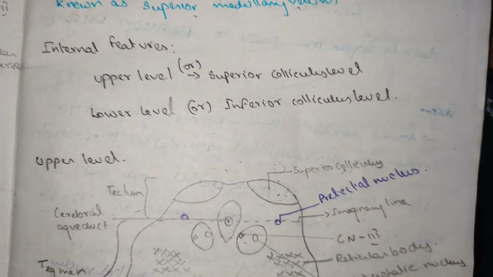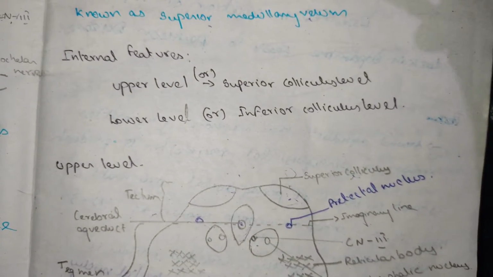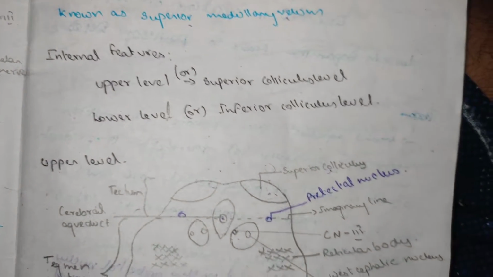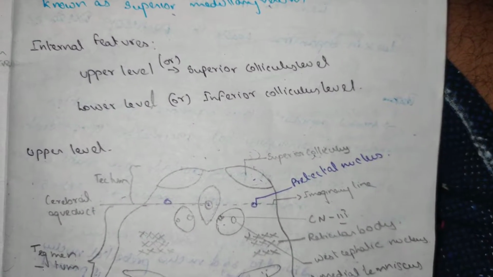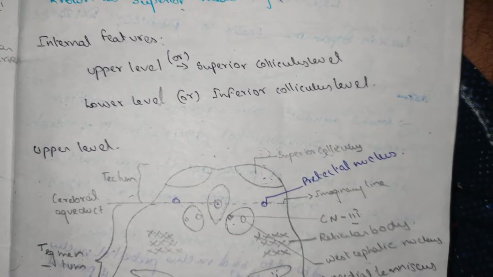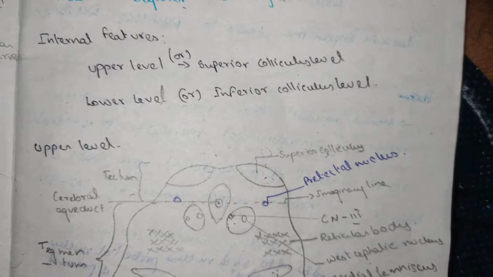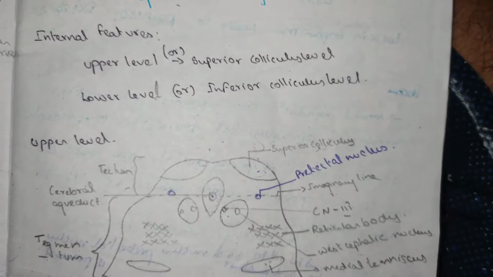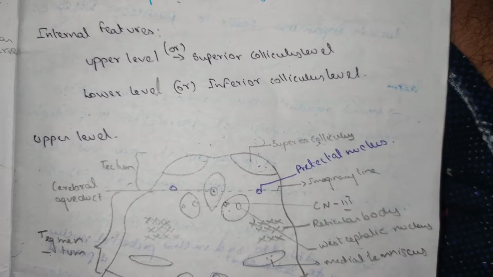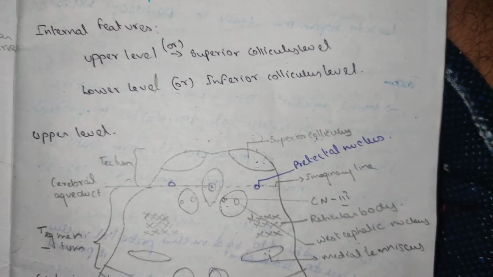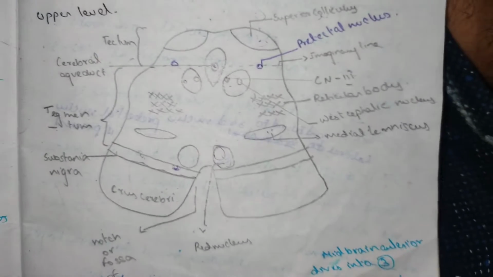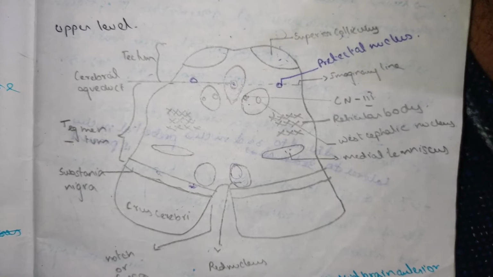Now we will see the internal structures. The internal structure is divided into an upper level and a lower level, as we have seen already in the parts. Please do watch that video before this one for better understanding. The upper level is the superior colliculus level, and the lower level is the inferior colliculus level.